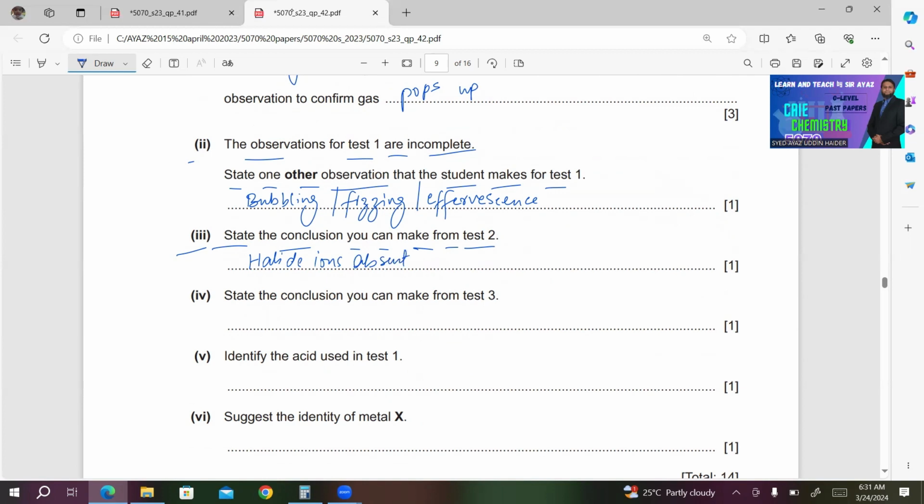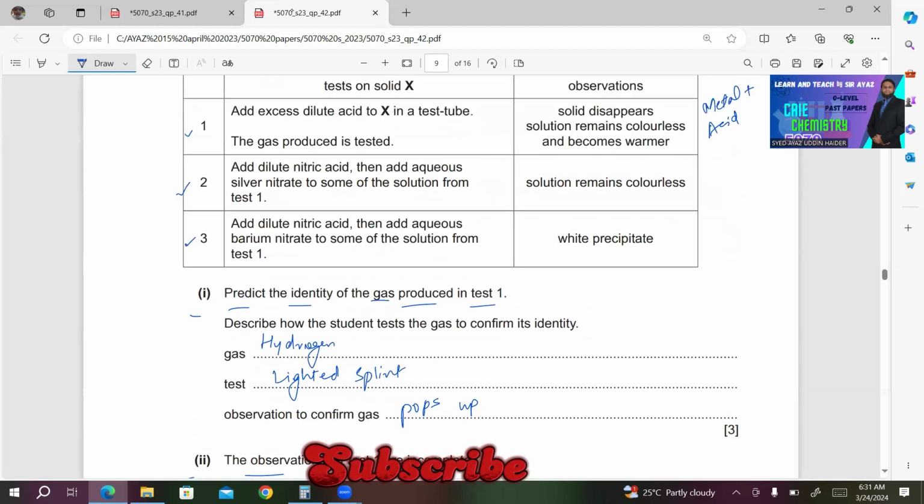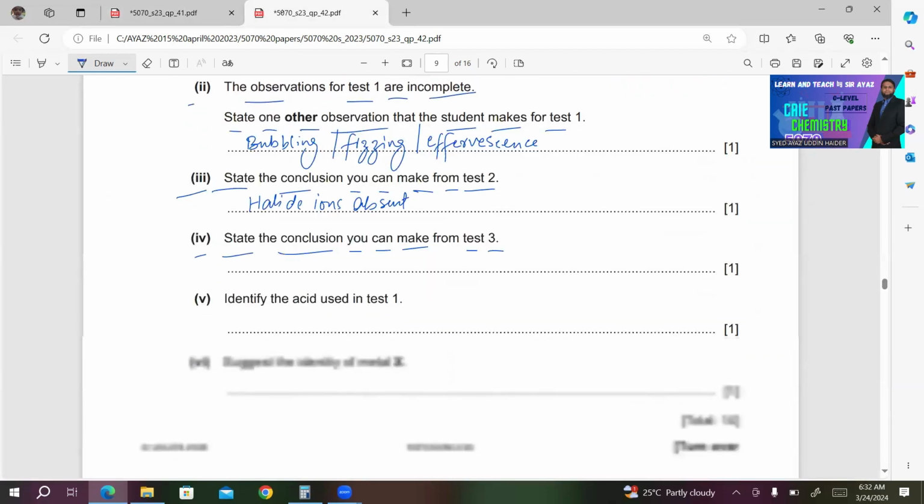Number 4, state the conclusion you can make from test 3. What conclusion are you making from test 3? This test 3, dilute nitric acid and adding aqueous barium nitrate, gives a white precipitate. So here's barium nitrate and we are getting a white precipitate. It's the presence of sulfate or SO4²⁻ ions. SO4²⁻ or sulfate ions are present.